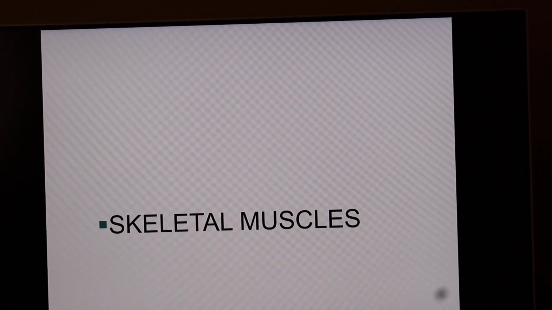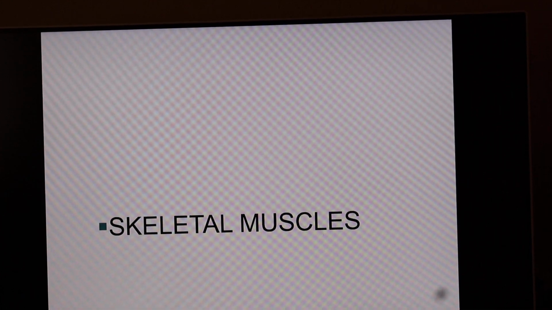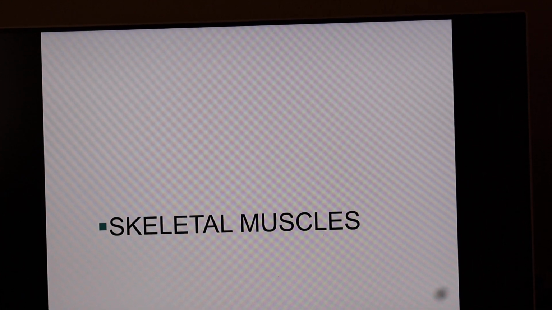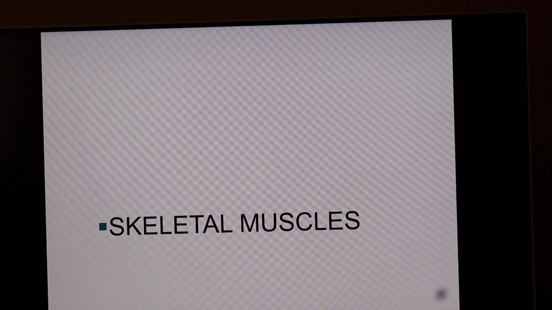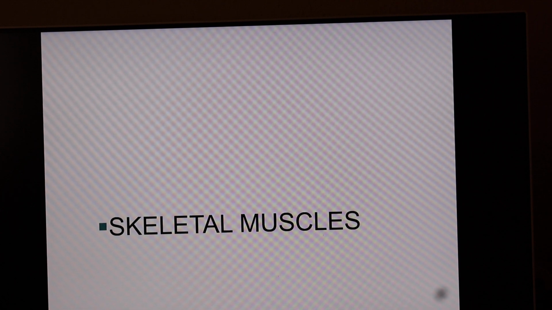Hello, welcome to part 3 where we talk about muscle tissue. In part 3, we are going into the different types of muscles: the skeletal muscles, the smooth and cardiac muscles. Let's start with the skeletal muscles.